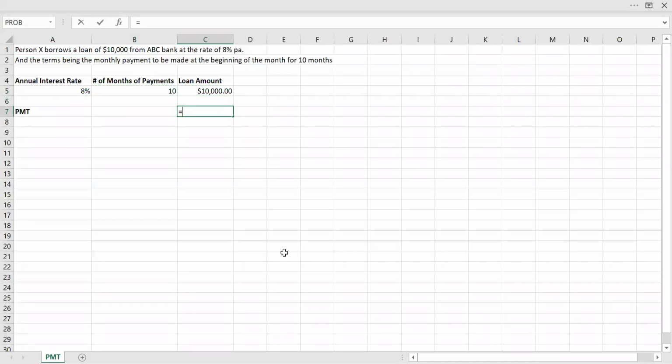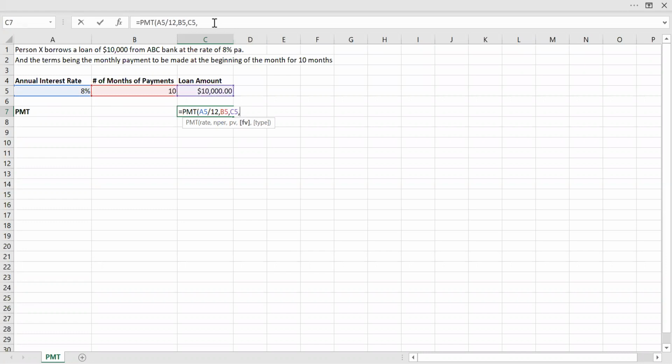So Excel comes with a built-in function called payment, and as stated earlier it takes 5 arguments or parameters. The first one being the rate. So we have the rate here, 8%, that's annual. So to calculate monthly, let's divide it by 12. And number of periods or payments, it's 10. And the present value, that's a loan amount here, that's 10,000.